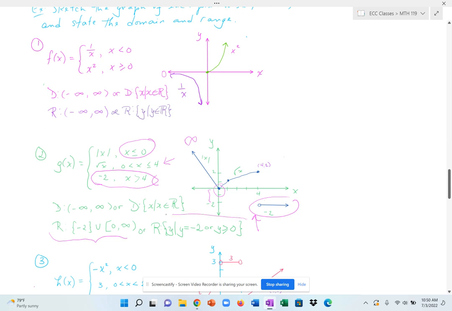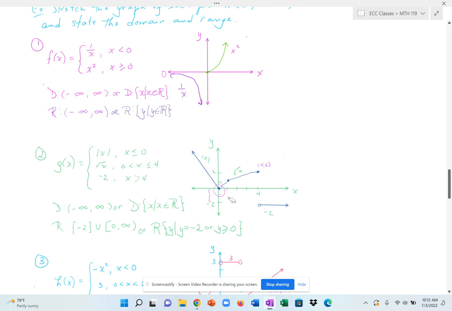And this is the way it would be represented in set builder notation. It would be y equals -2, or y could be greater than or equal to 0. So those are the two values, or possible values, of y in this piecewise function.